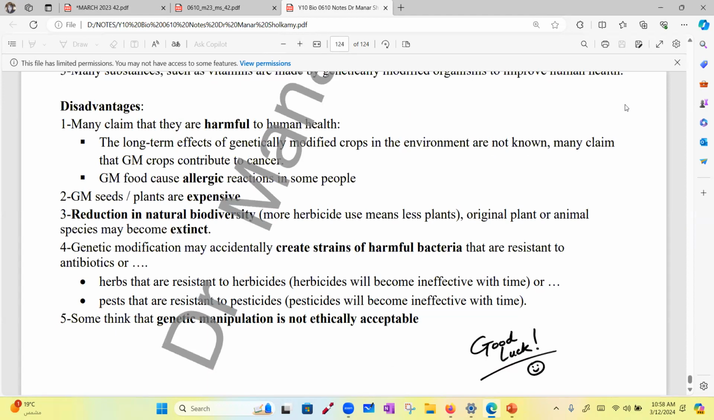Expensive, harmful, can cause allergy, can cause cancer. They reduce biodiversity. When they reduce biodiversity, plants and animals can become extinct. They can create harmful bacteria by accident. Not ethically acceptable. Resistance will develop. Habiba, are you writing the answers? Okay, very good. You have it. Very good.